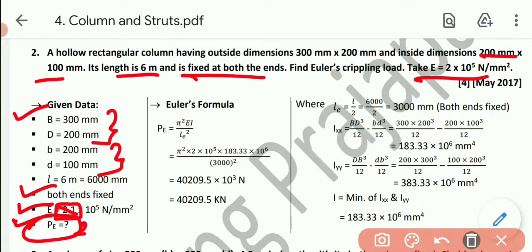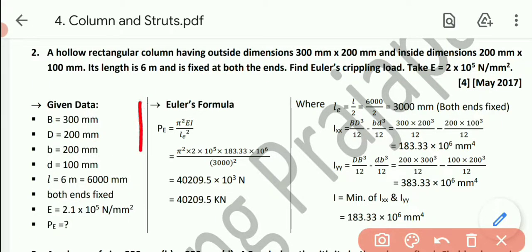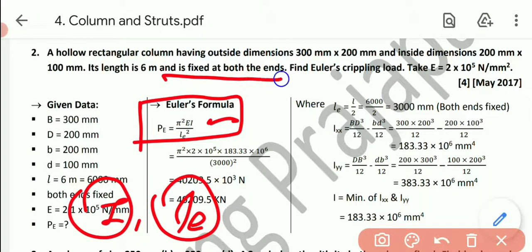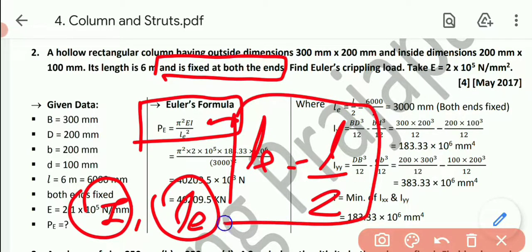Now first of all, Euler's crippling load formula, I always say, always remember the formula from which you will get the answer. So Euler's formula is pi square EI upon LE square. So I need the unknowns, that is I first of all and LE. Now talking about LE, end condition will definitely be given to us. See, both ends are fixed. So for both ends fixed, we know that LE equals L by 2. So I will get the value of LE from this one.